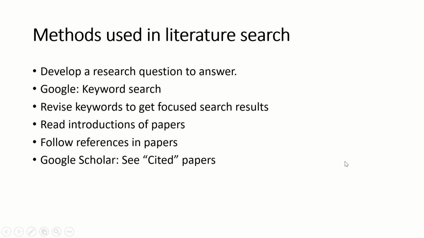So let's summarize the methods used in this literature search. So first, develop a research question to answer. The more specific you make the research question, the easier it'll be to find your answer. Okay, and then we can use our best friend Google. We can use a keyword search, or you can use whatever your favorite browser or search engine is. It doesn't matter, and that can help us locate papers that will help us to answer our questions.